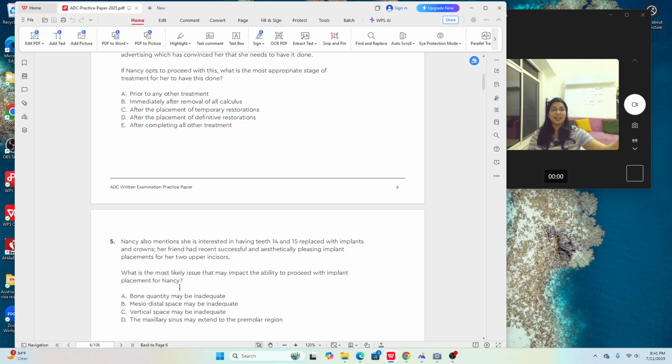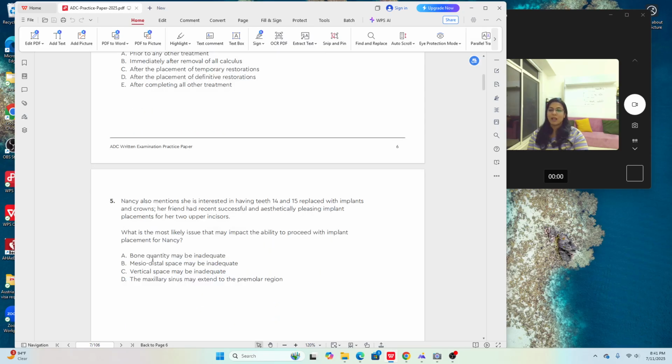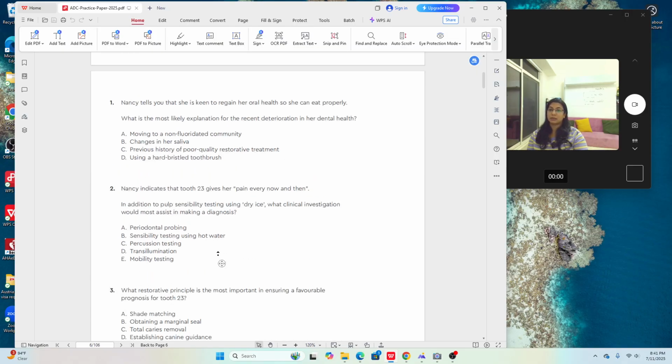Most likely issue, again adjective. Whenever there is most, initial, best, least, except, pay extra attention. Usually these questions are good, you know why? Because they have one option which is correct. You don't have 2 options which are correct. So that's a good thing about these questions. Bone quantity may be inadequate, probably. Mesiodistal space may be inadequate. It doesn't look like, looking at the picture. Vertical space may be inadequate.